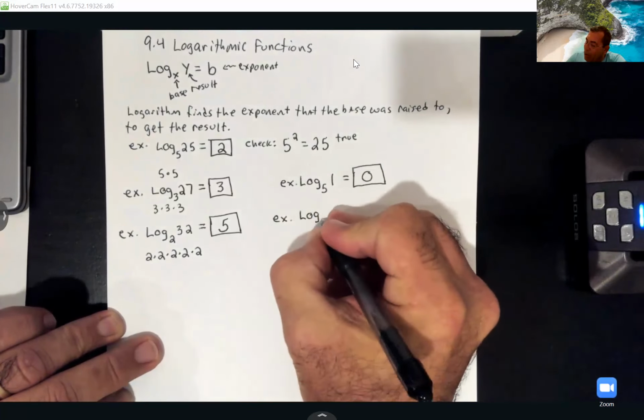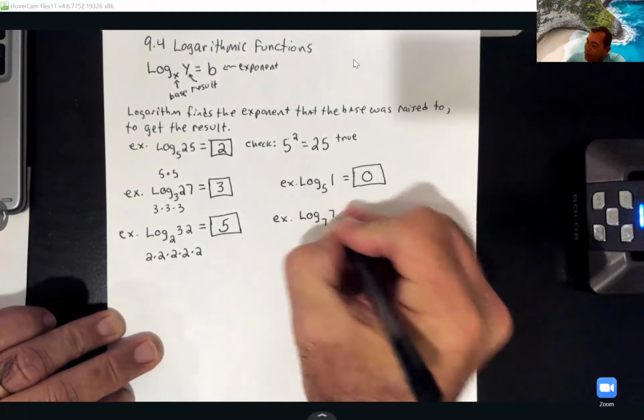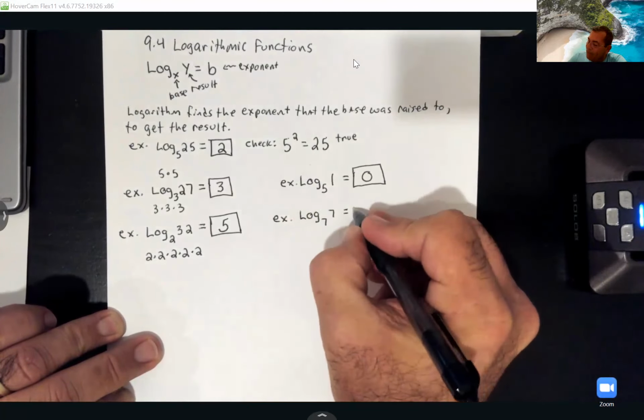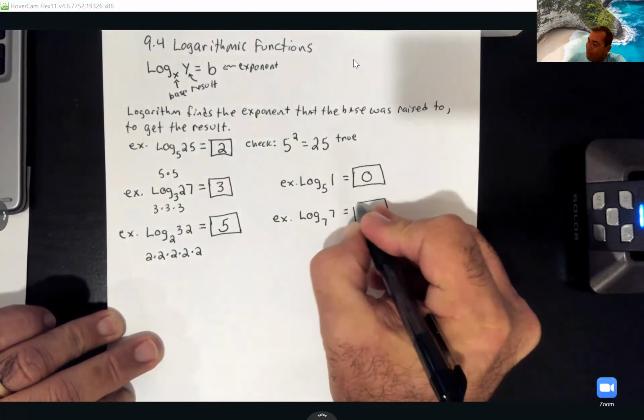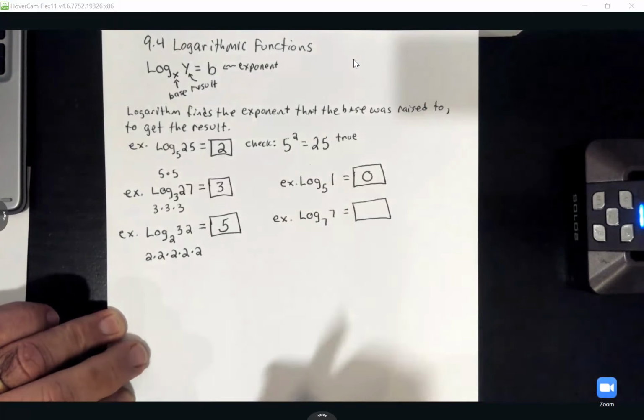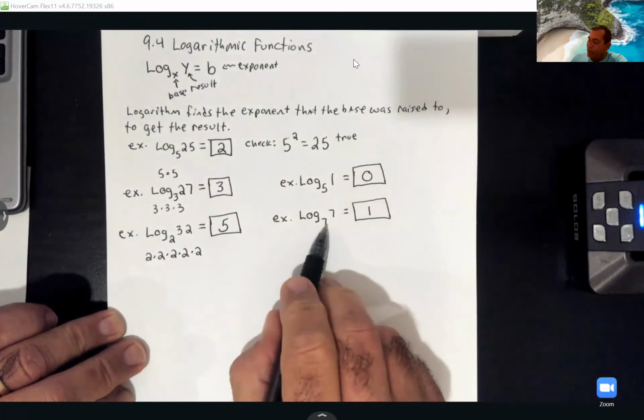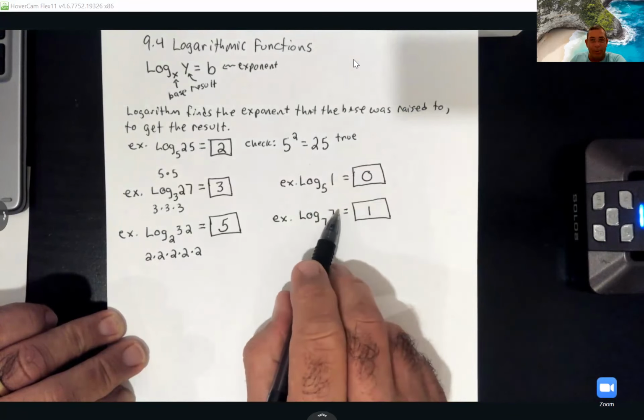How about a log base 7 of 7? Is that gonna be 1? That's going to be a 1. So 7 to the first power equals 7, okay?